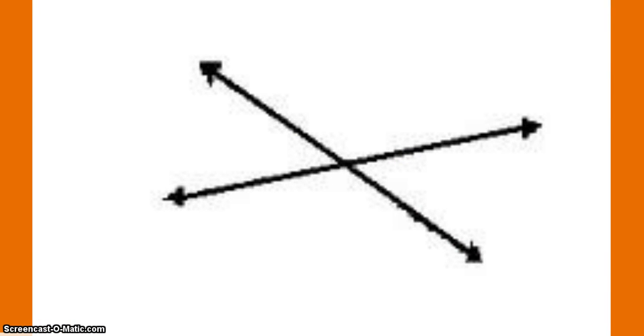Okay, here's an example of intersecting lines. Notice how this angle right here is an obtuse angle. This angle right here is an obtuse angle. Here's an acute angle and another acute angle. There are no 90-degree angles here.